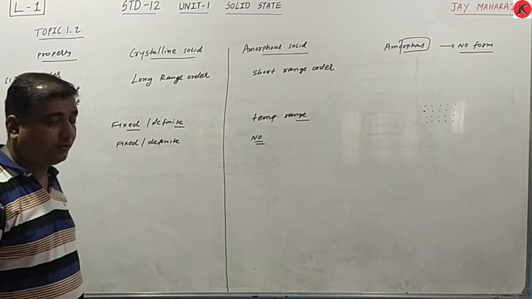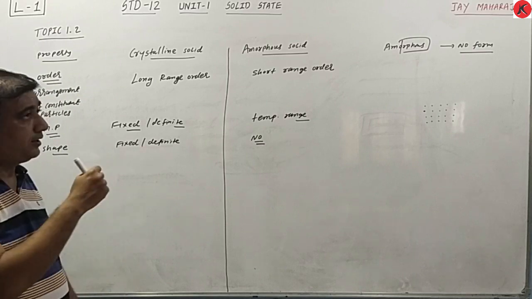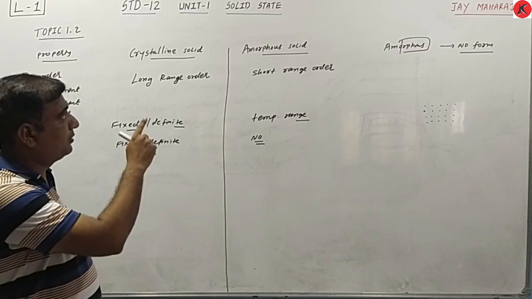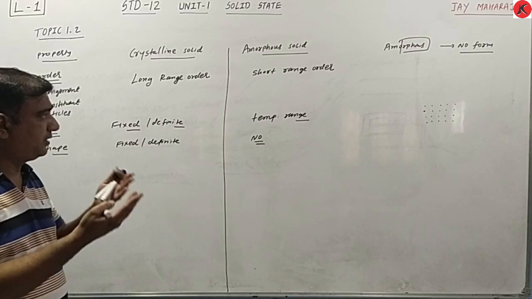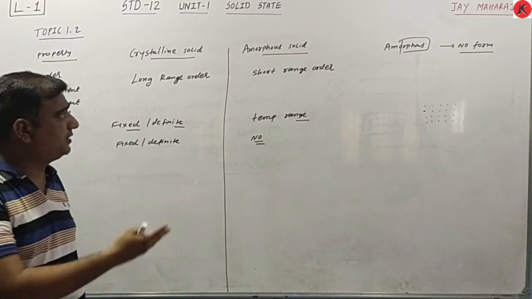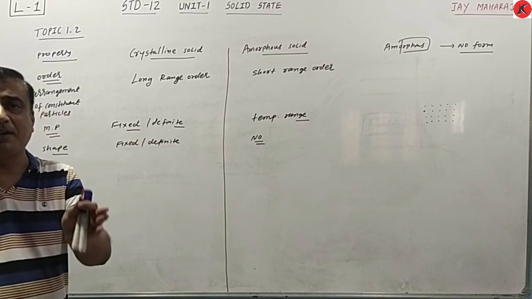એનો meaning study કરવો હોય તો crystalline solid નો study થાય. amorphous solid નો study ના થાય. એટલે એમાં કોઈ shape નથી, melting point fix નથી, એની કોઈ definite geometry નથી.